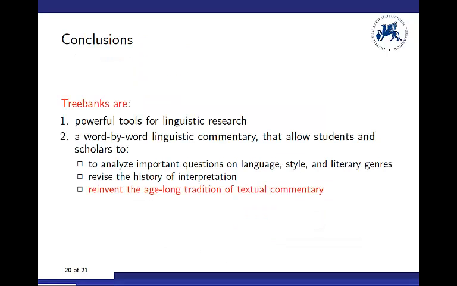From the Perseids interface. So, to sum up, I hope I succeeded in illustrating to you that Treebanks are a powerful tool for linguistic research, but are also a word-by-word linguistic commentary that can allow us, students and scholars of whatever level, to analyze and question language, style, literature, and literary genres, revise the history of interpretation, like we did very briefly here, and probably reinvent the age-long tradition of textual commentary.